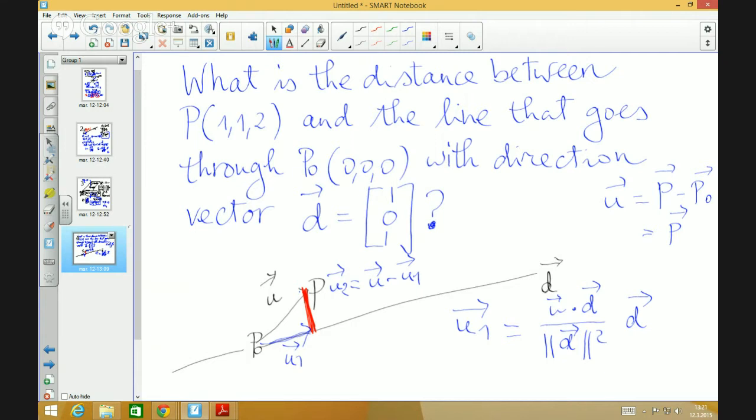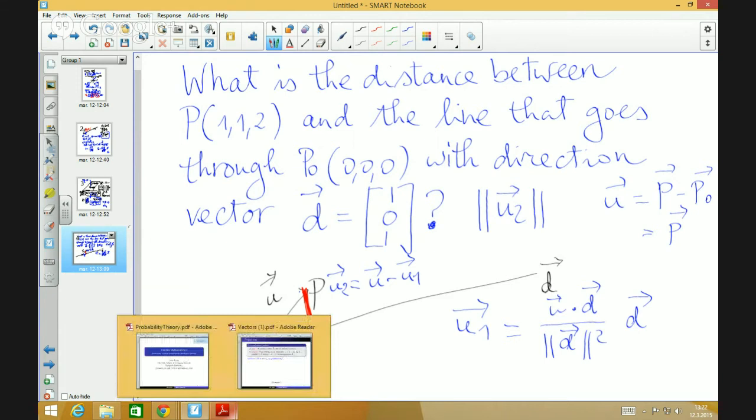And once I've calculated it, it's easy to figure out what the distance of P from the line is. It's nothing but the length of the vector U2, which you know how to compute. Okay, so the distance is nothing but the length of the vector U2. So if you know how to compute projections, you can solve an exercise like this in a jiffy.